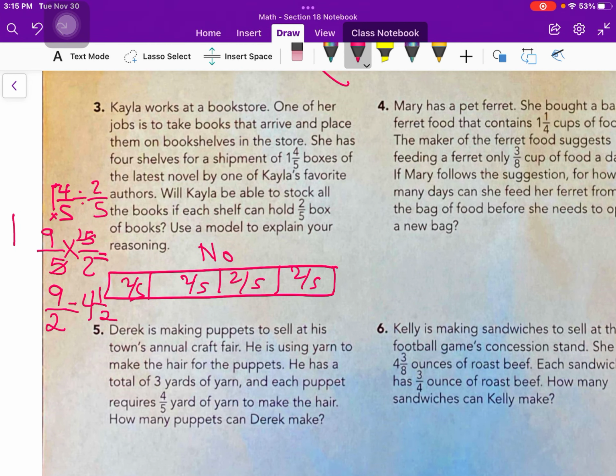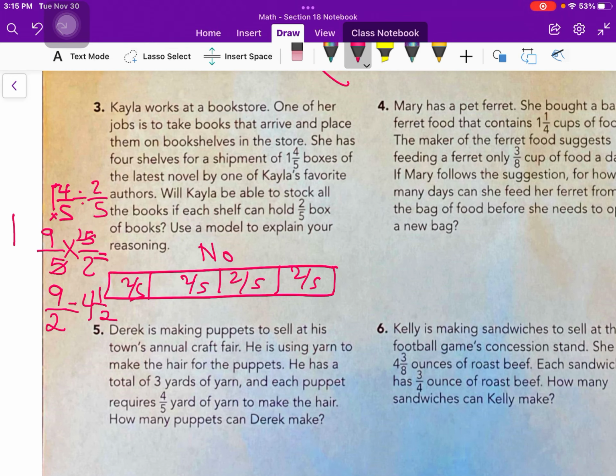We did this one in class. Kayla works at a bookstore. One of her jobs is to take books that arrive and place them on bookshelves in the store. She has 4 shelves with a shipment of 1 4/5 boxes of the latest novel by one of Kayla's favorite authors. Will she be able to stock all the books if the shelf can hold 2/5 box of a book? Use a model to explain.